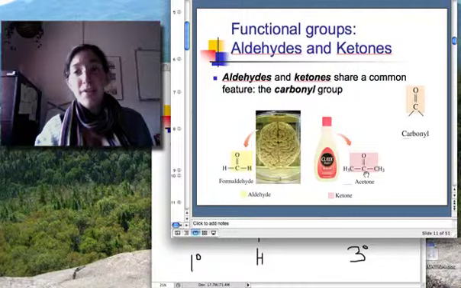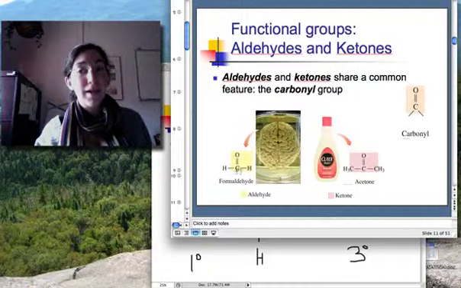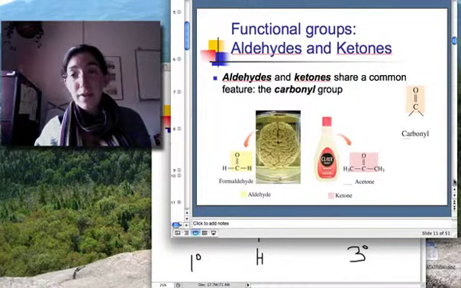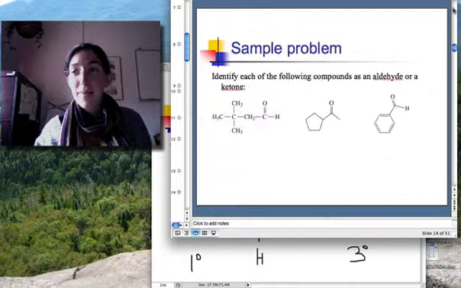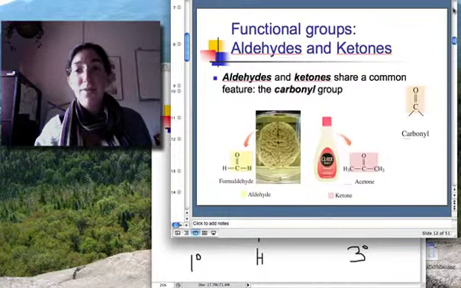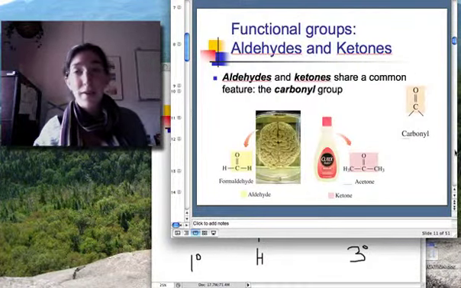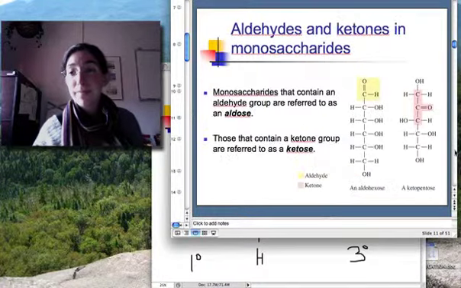And a ketone is a carbonyl that's bonded to two R groups. So an aldehyde is a carbonyl bonded to one R group and a hydrogen, and a ketone is a carbonyl bonded to two R groups. Okay? I thought I had the table. Anyway, table 4.6 in your book has a good example of them too.